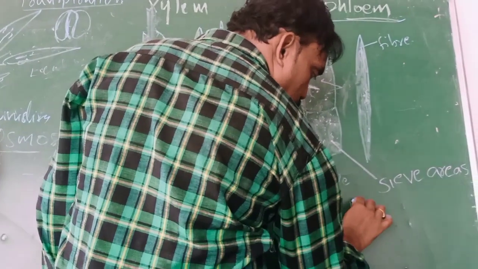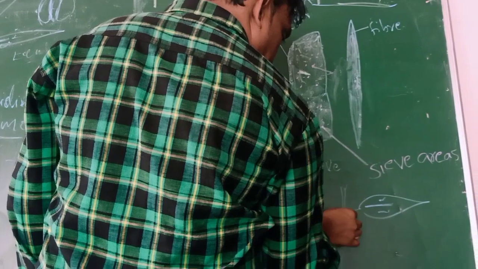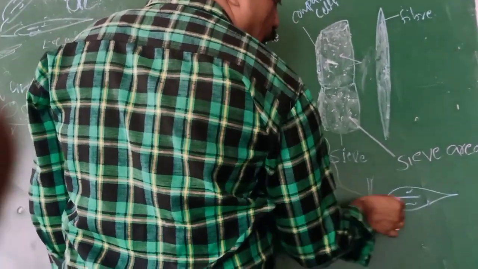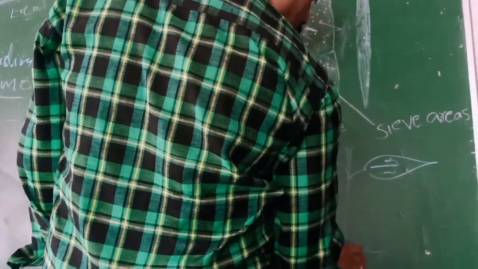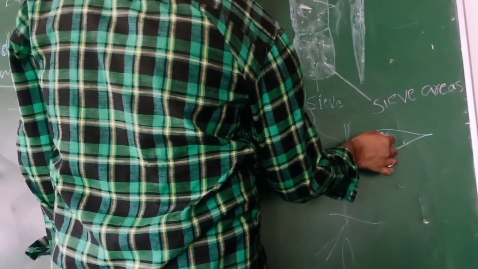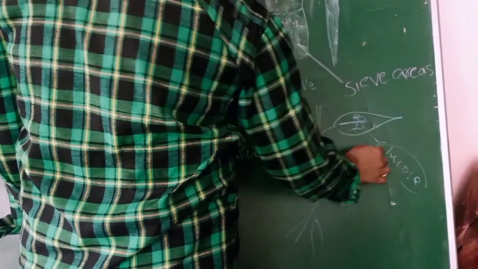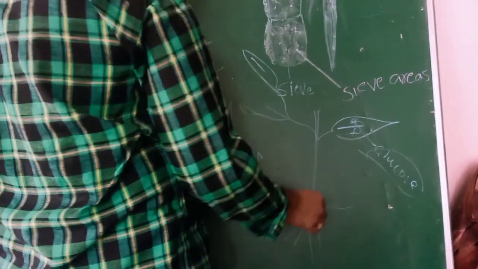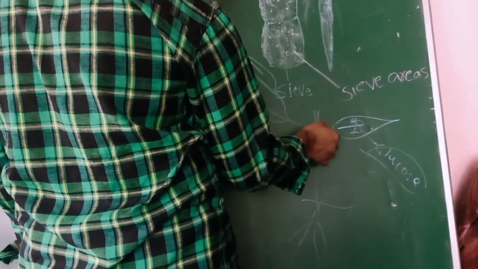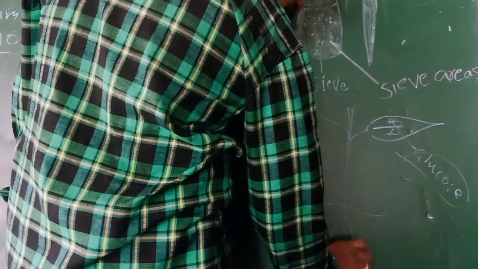For example, I will draw one plant. Generally, the leaf prepares the food. The leaf prepares the food by the process of photosynthesis. What does it prepare? Glucose. Glucose is what? Sugar sap. It needs to be supplied in the plant body. All plant body, the stem requires what? Food materials, whatever prepared food material. Root requires food materials.